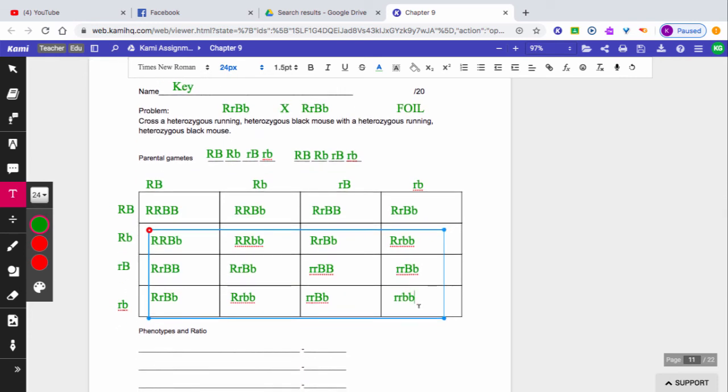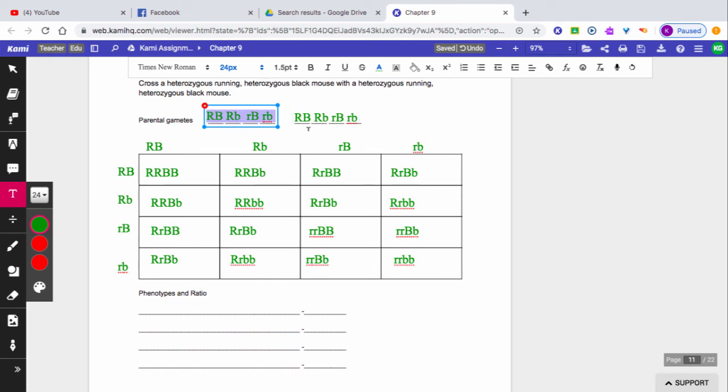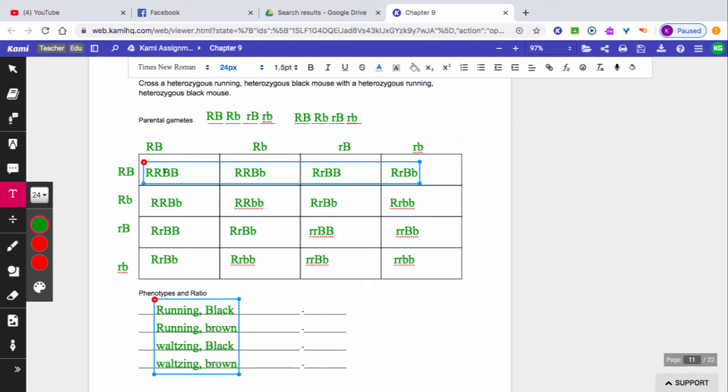So now that I did all those, again, I should have probably listed my phenotypes first, but I can go ahead and do this now. I just like to do it from this one so I know what the four are going to be. So running black. I like to capitalize my dominant traits, but you don't have to do that. Running brown, waltzing black, waltzing brown. All right. Now I'm going to count up how many that I have that are running black.